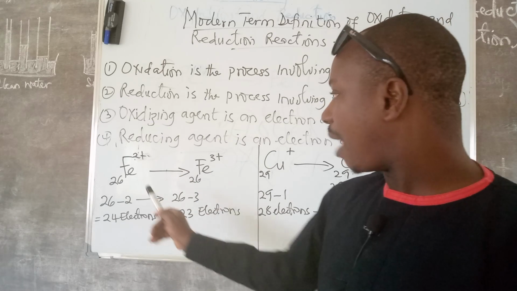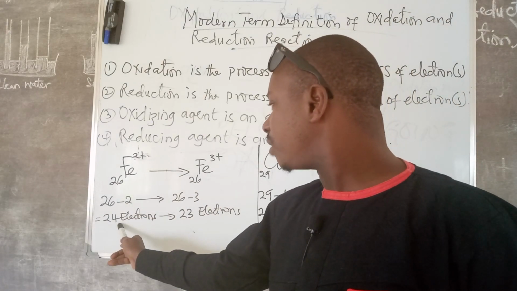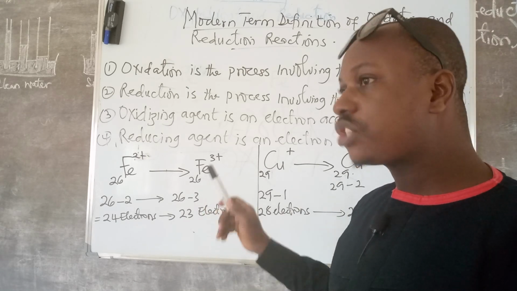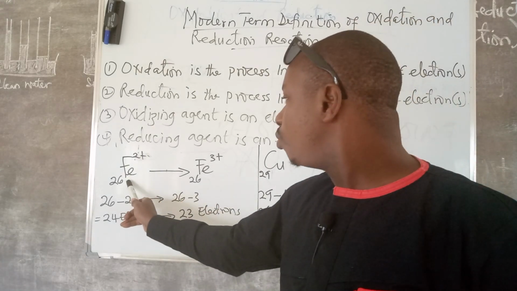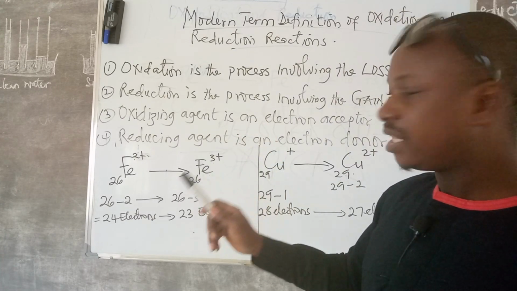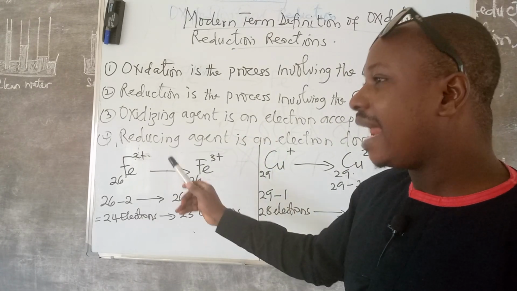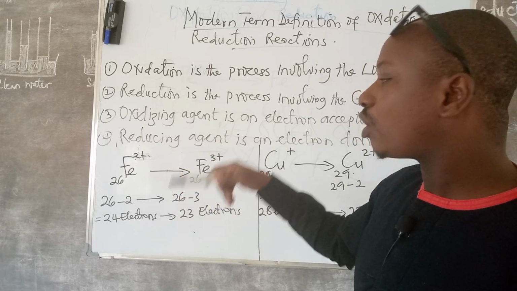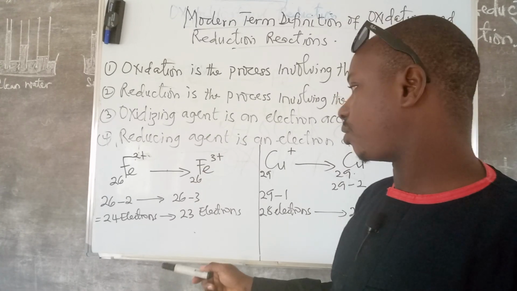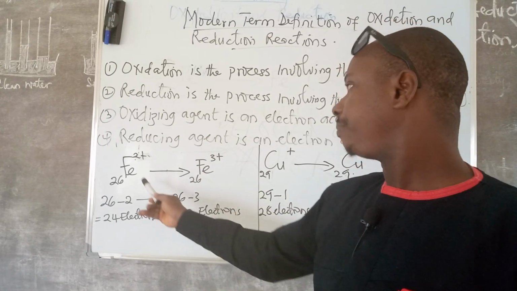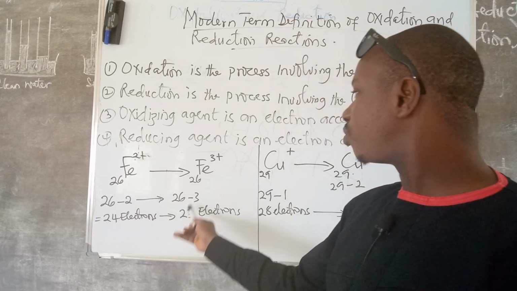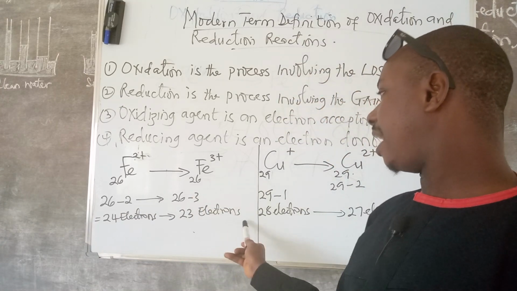So if you compare it now, the iron 2 ion has 24 electrons, the iron 3 ion has 23 electrons. From iron 2 to iron 3, 1 electron has been lost. That is what I was telling you: when an element's oxidation number is increasing, it is losing electrons. You can check it very well here.